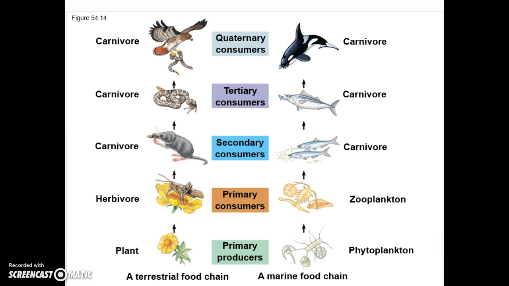There's one that's terrestrial here on the left and one that's marine on the right. Again, primary producers are our plants, the ones that take the sun's energy and convert it into consumable energy for the next levels of the food chain, the next trophic levels. Our primary consumers are herbivores. Then we have secondary consumers, which eat the primary herbivores, and then the tertiary and quaternary. Again, generally, these chains don't usually go beyond these 4 levels above the producer.